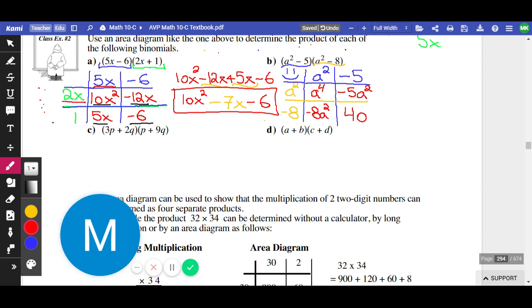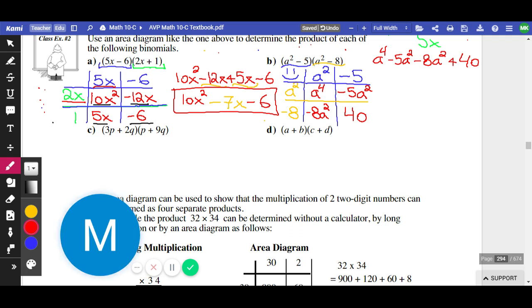When you're done, you should have the entire grid filled out. That is your solution. You just need to write it out and then collect like terms. When you write it out, you should end up with something like this. A to the power of 4 minus 5a squared minus 8a squared plus 40. Right, that's the 4 things in the middle all written out.